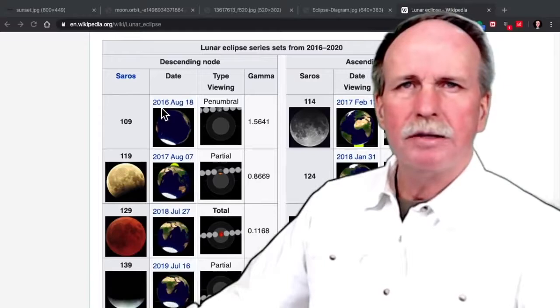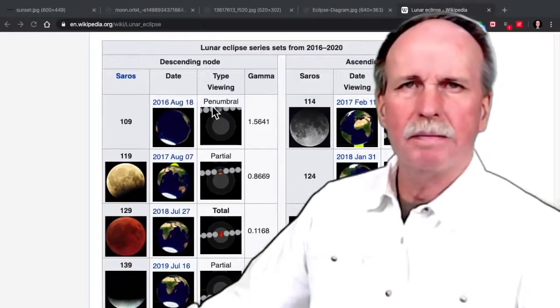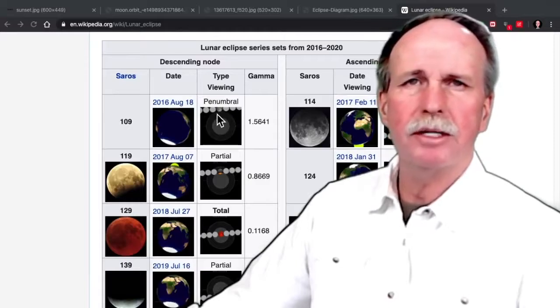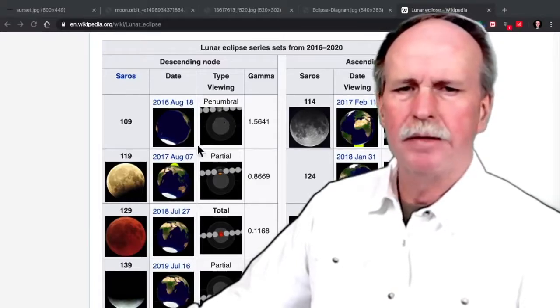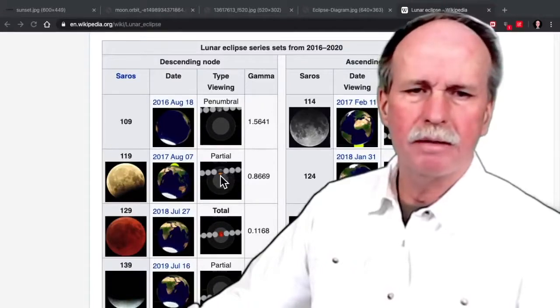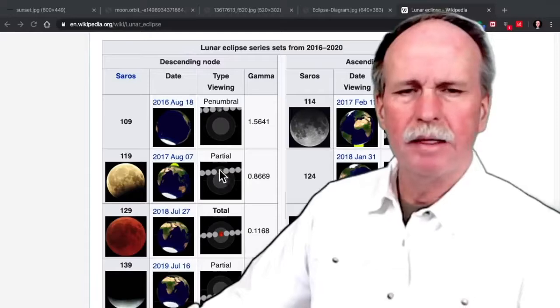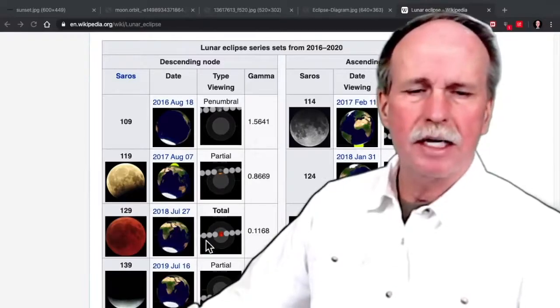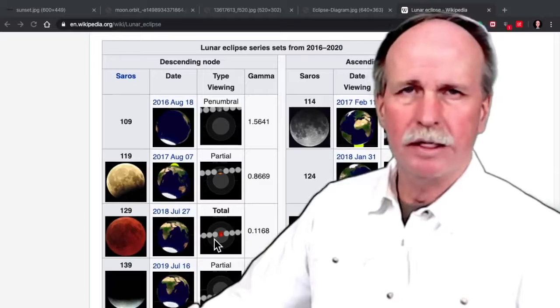So in August of 2016, we had what's called a penumbral eclipse, where just a little edge of the moon touched the penumbra of the Earth's shadow. August of 2017, we had a partial eclipse, where part of the moon actually touched the umbra, and the rest was in the penumbra. July of 2018, we had a total lunar eclipse.